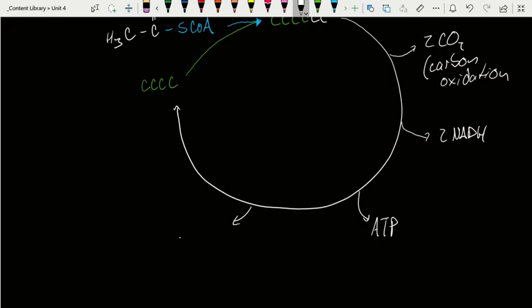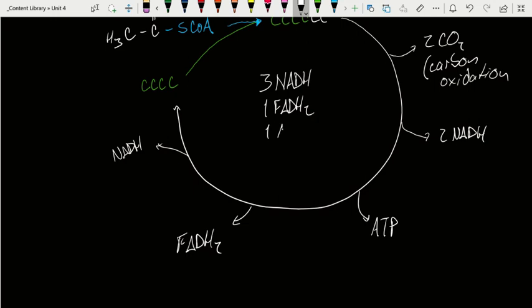Over here on the back end, we get an FADH2, which is very similar to NADH, only it doesn't carry as high energy electrons. And then one more on the back end, one more NADH. And so we see that as we go around the Krebs cycle, we end up with 3 NADH, 1 FADH2, and 1 ATP. Why do I bring this up now? Because I want you to recognize the energy in that little acetyl-CoA molecule.